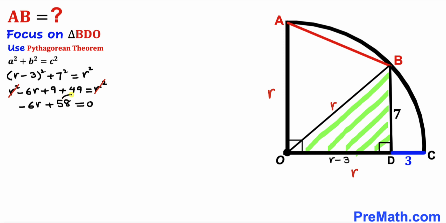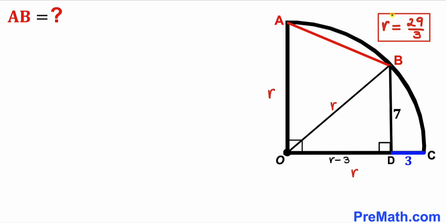Now I'm going to move the 58 to the other side, so negative 6r equals negative 58. We divide both sides by negative 6 to isolate r, and the negative 6s cancel. Our radius r turns out to be, after reducing the fraction, 29 divided by 3. Thus we figured out our radius r as 29 divided by 3 units.